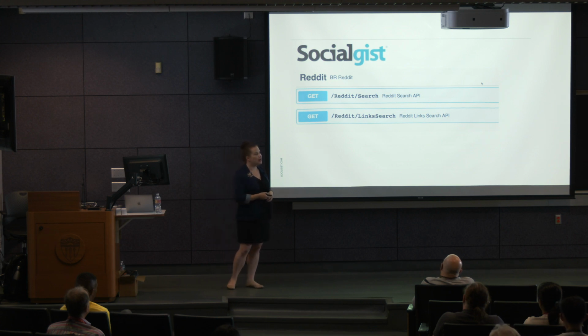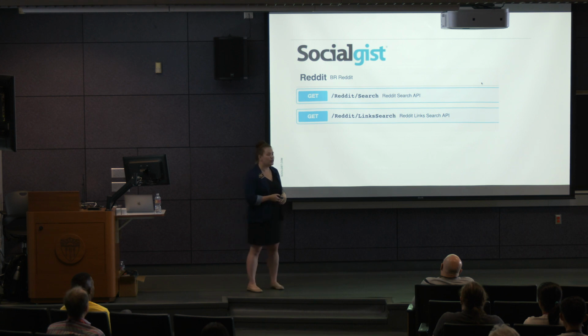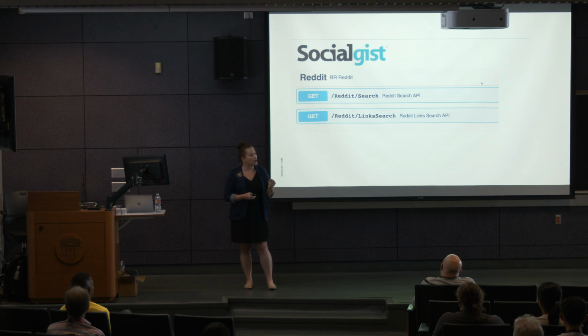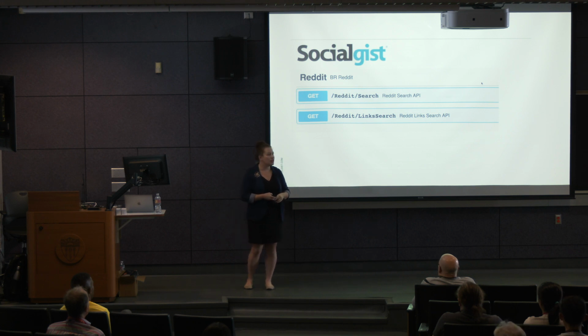For the REST API, we have 2 endpoints, the Reddit search and the Reddit link search. So for the Reddit search, that's what you would use if you want to search for a specific term. You can also pull in all the posts or comments from a particular subreddit or a particular author.